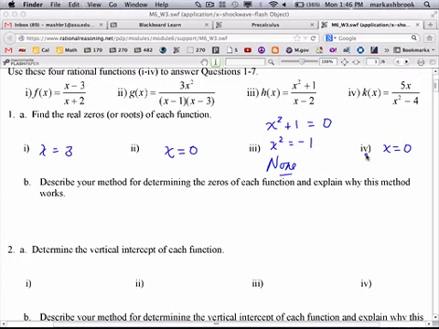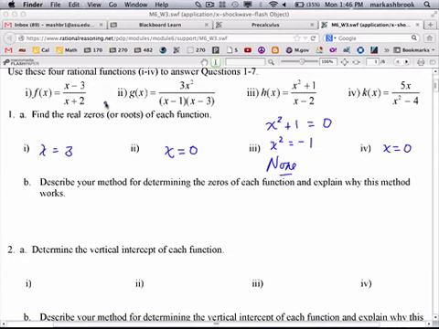When we graph these rational functions, we're going to do the same things we did with polynomials, looking at the numerator to get the zeros, and looking at multiplicities to get the behavior near the root. So that's the first thing. The second thing is finding the vertical intercept of each. Same as polynomials. What's the idea behind vertical intercept?